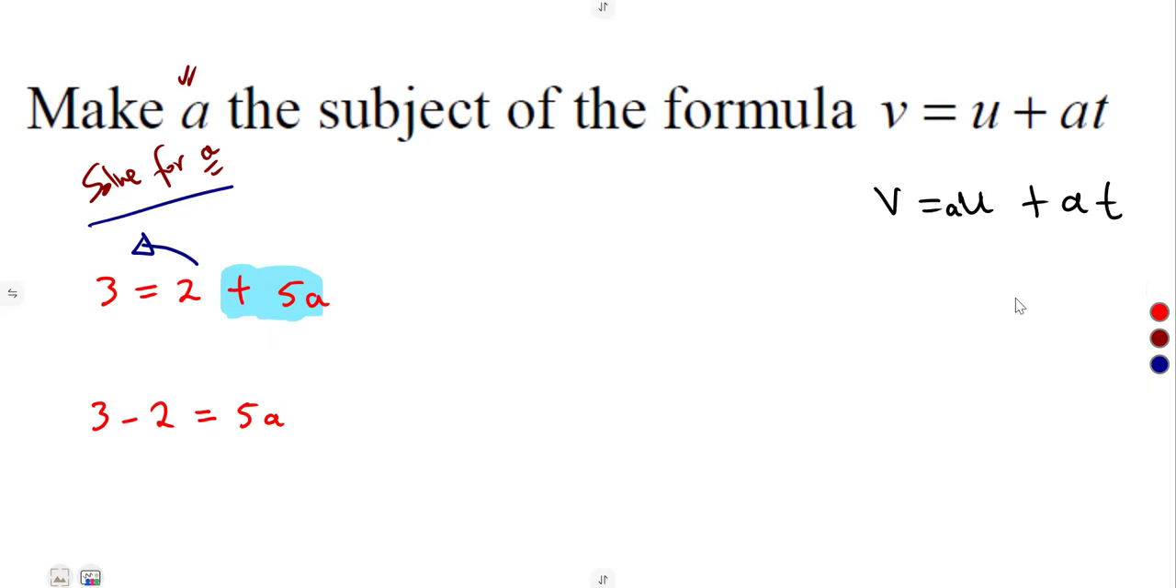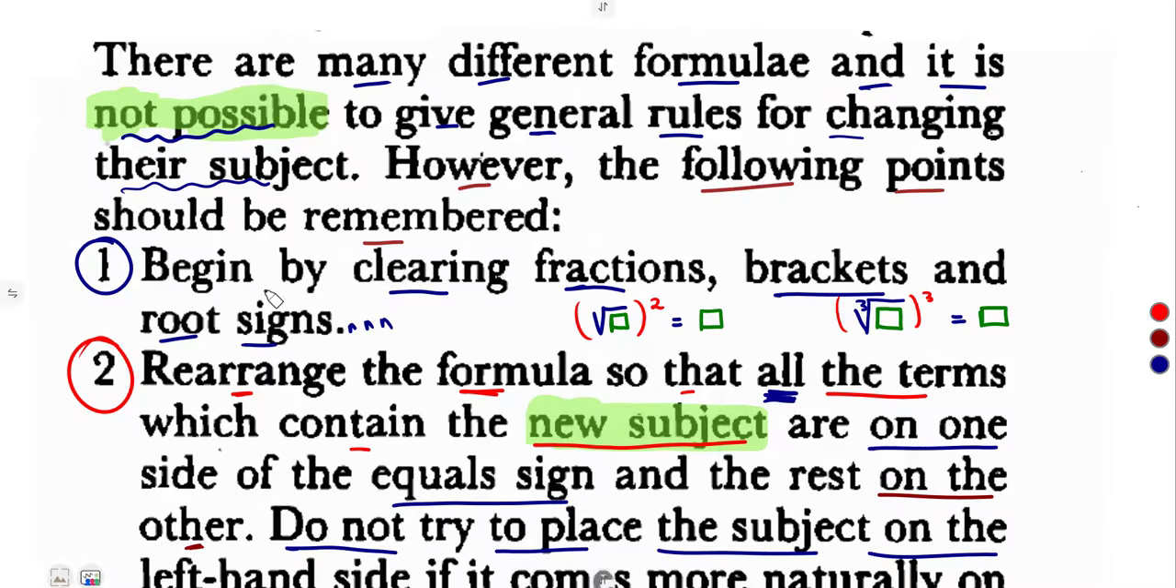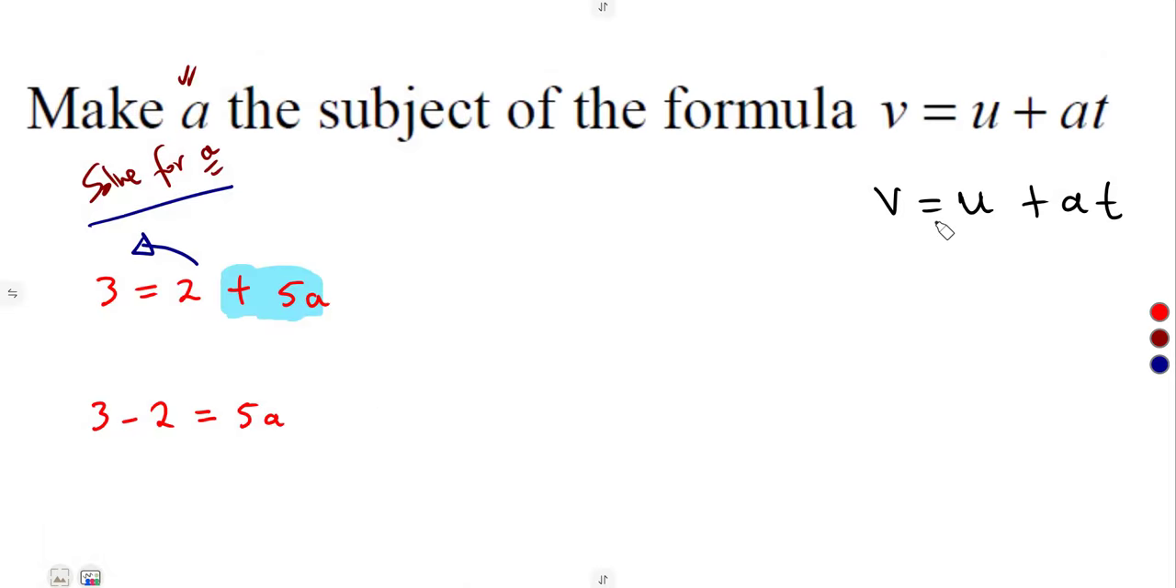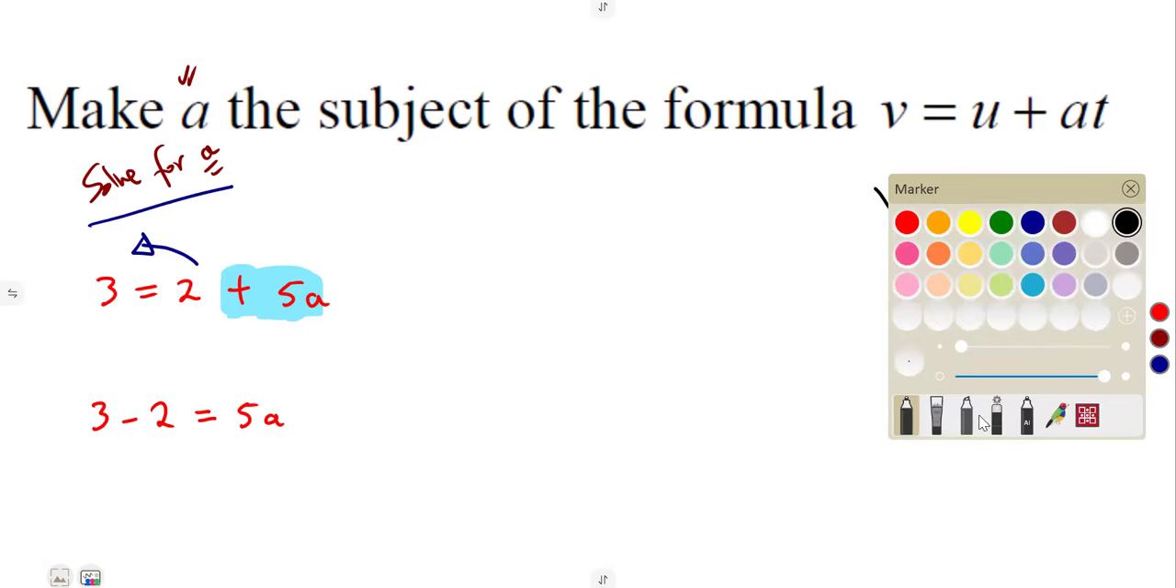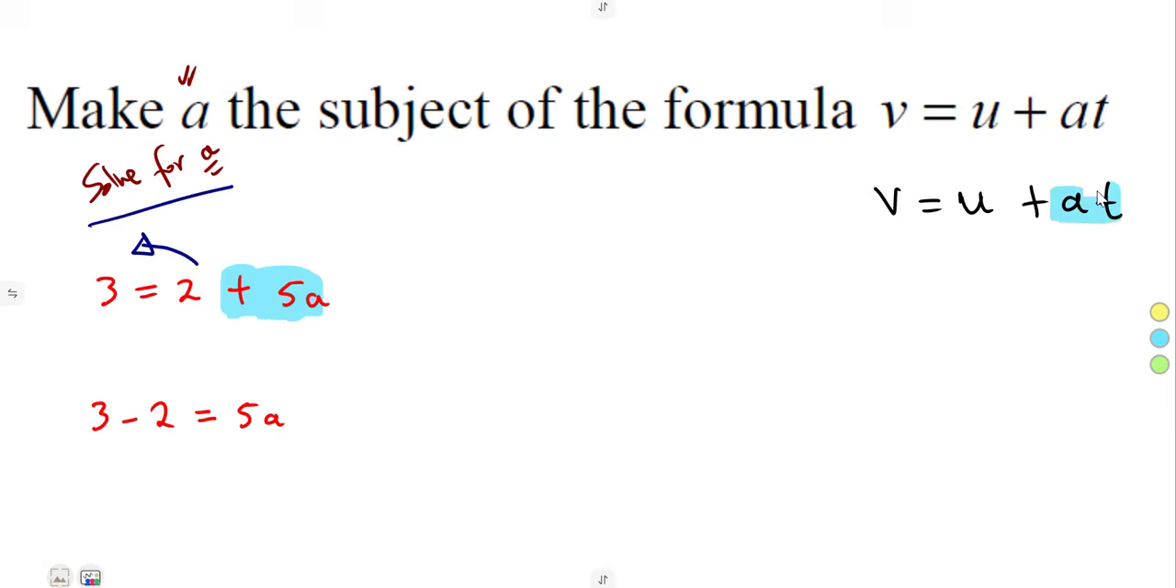If it was A, maybe we leave it. But we said if the fractions are not there, brackets are not there, the roots are not there, we must rearrange the formula. Rearranging the formula is that all terms which contain the new subject are on one side of the equal sign and the rest on the other. This is the statement that we want. Where do we have A? A is here. This is where we have A.